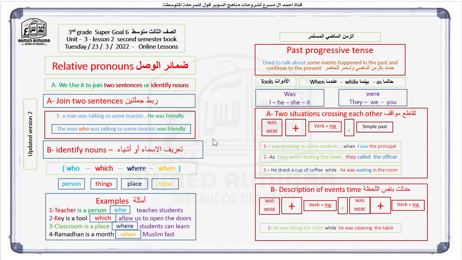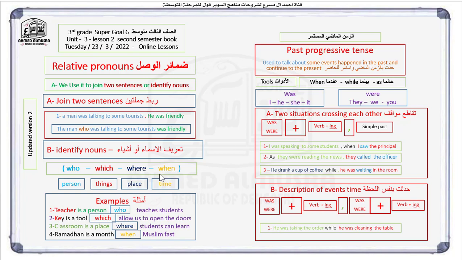Now tonight I'm going to talk about relative pronouns. In general, we use them to join two sentences, or identify nouns. Number one, or A. Those are the types, so remember them. Join two sentences: I have two separated sentences, and I'm going to join them into one sentence using one of the relative pronouns. What are they? They are who, which, where, and when.